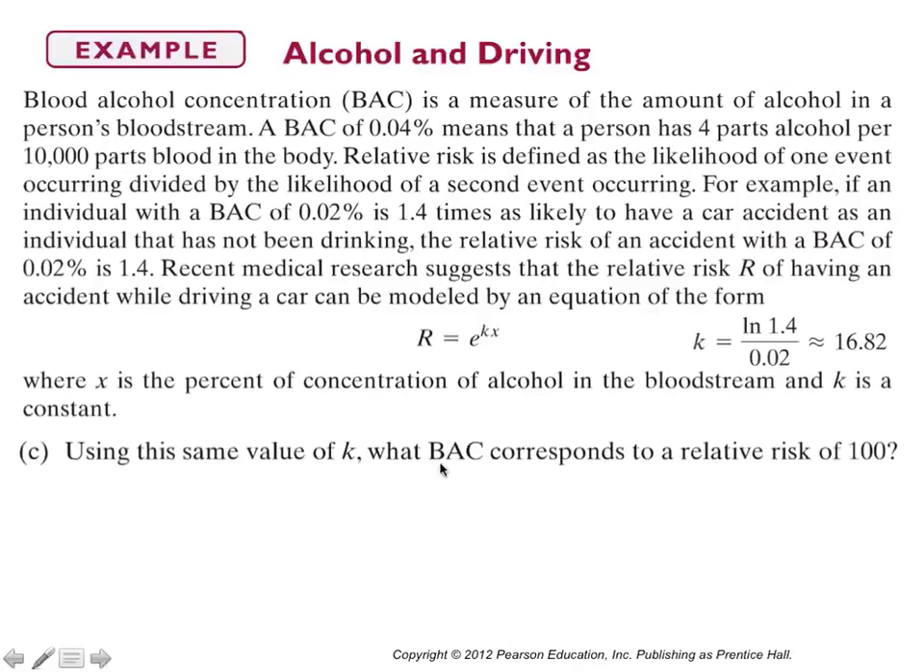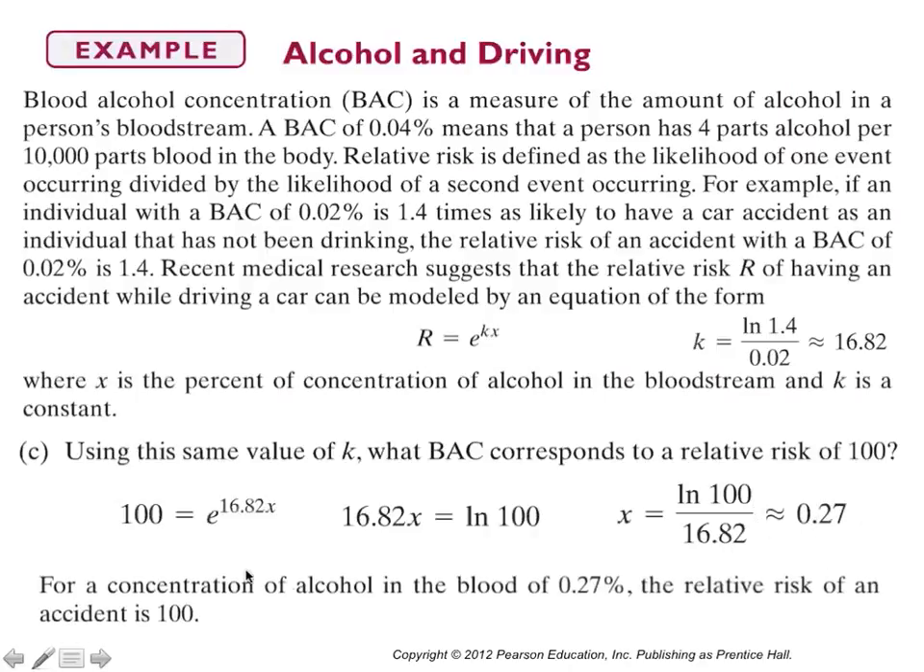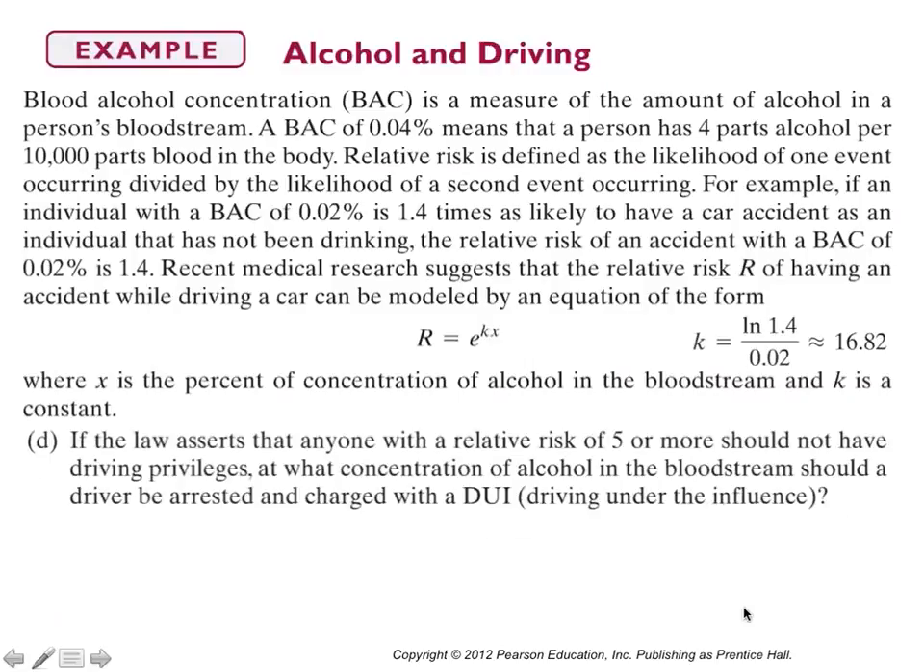Now, using this same value of k, what BAC corresponds to a relative risk of 100? So now we're going to plug 100 in for the relative risk, and we're going to solve for x, which is the percent of concentration. And we go ahead and we change this to a logarithmic equation. So we're going to have 16.82x equals ln of 100. And then we divide, and we get x equals ln of 100 over 16.82, which is approximately 0.27. So it means that if you have a concentration of alcohol in your blood of 0.27%, the relative risk of an accident is going to be 100.